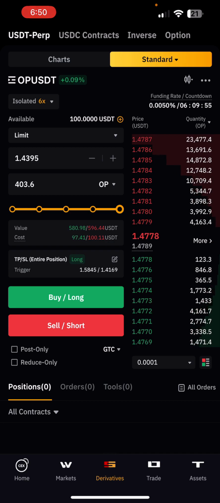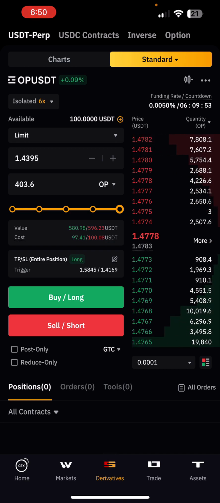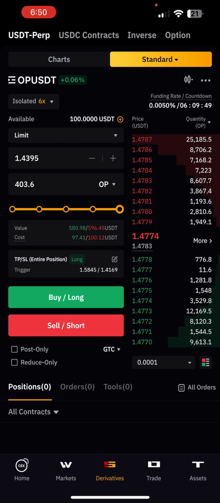It is very, very important as a crypto derivative futures trader. You don't just execute trades blindly. Please take note of this. It is very, very important.